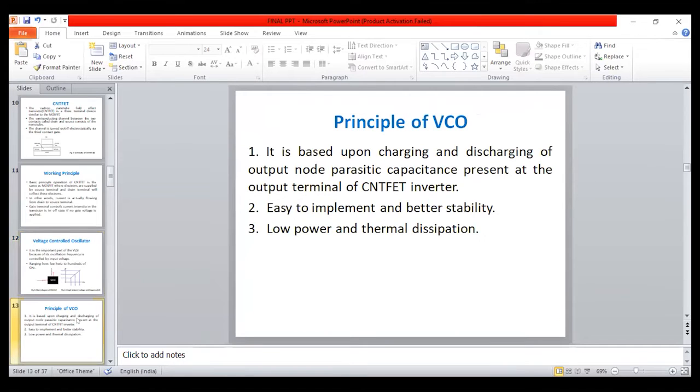The principle is based upon the charging and discharging of the output node parasitic capacitance present at the output terminal of the CNT FET inverter. It is easy to implement, with better stability. Low power and thermal dissipation are required for designing these VCOs.